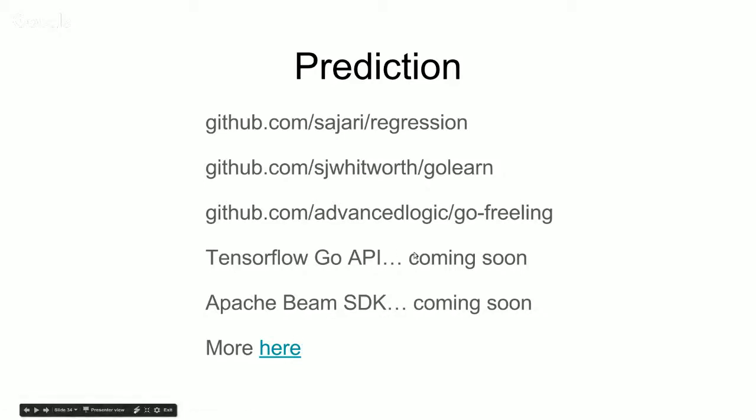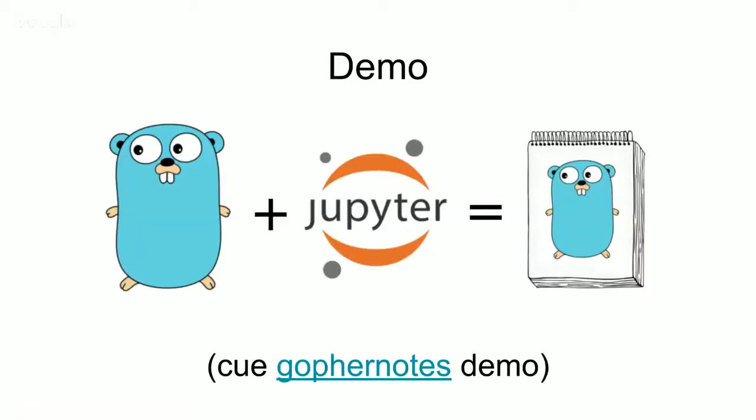But even if you didn't want a Go package, pretty soon there's going to be a Go API for TensorFlow and SDK for Beam, which means basically that you could do any sort of machine learning you want right from Go, either via a Go package or via API or SDK to these other frameworks. So that's really exciting. I think it's a great time to start playing around with prediction and machine learning in Go. And so now what I'm going to do is I'm going to do a demo for you.